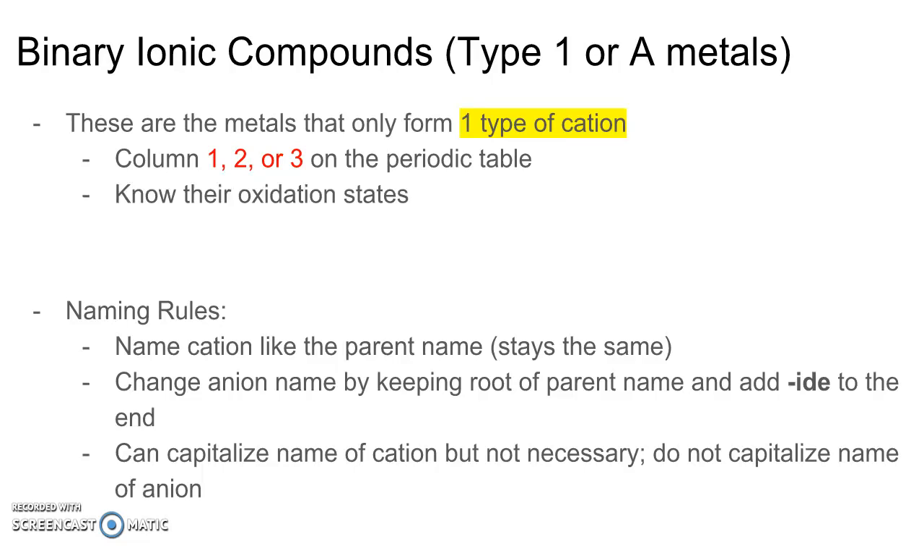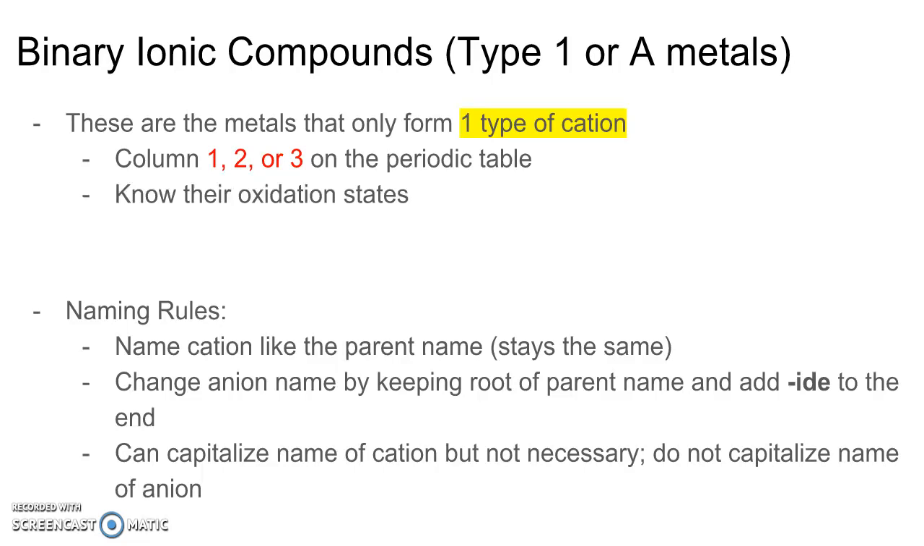Okay, so our type 1 or type A metals are your first type of binary ionic compound to learn how to name. These are the metals that form only one type of cation, so only one ion. They're going to be in column 1, 2, and 3. Column 1 forms a 1+ ion, column 2 forms a 2+ ion, and column 3 forms a 3+ ion. These are the ones that you have been working with because we know their oxidation states.